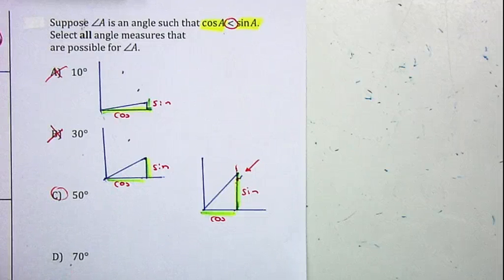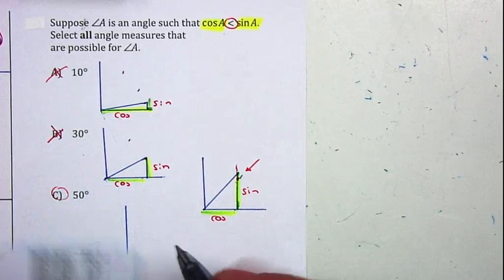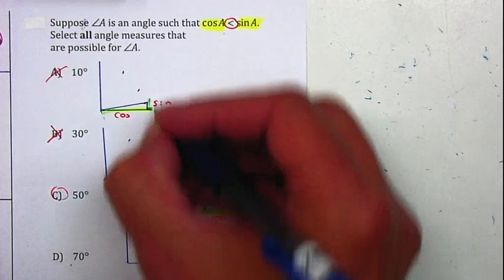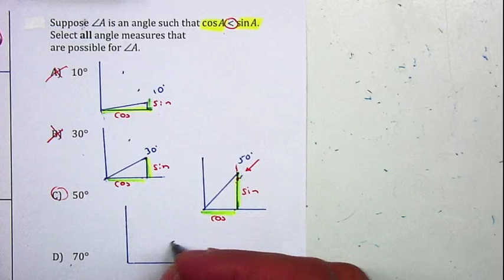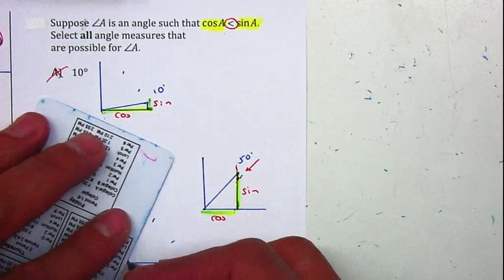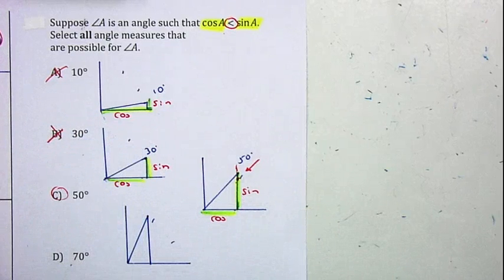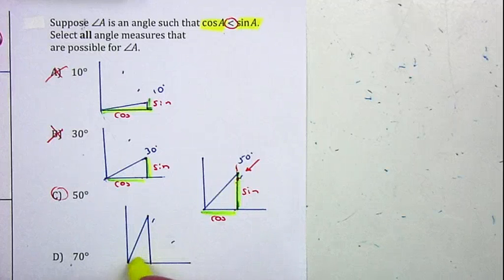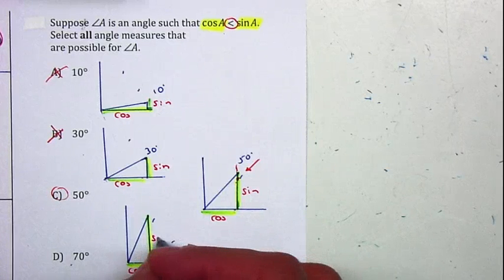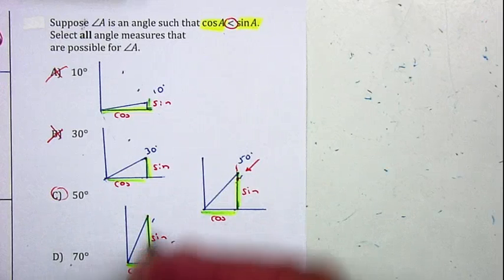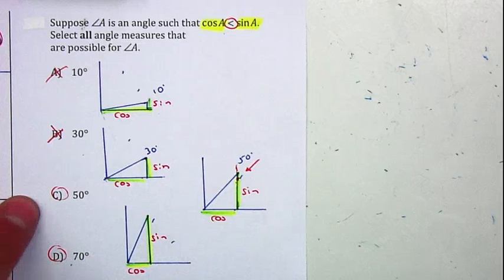And last, letter D. Let me go and build my 70 degree angle here. So that was your 50 degrees, and this was your 30 degrees, and that was your 10. For 70 degrees, we have 30, 60, and 70 will be just a little higher than 60. And we're comparing your cosine and your sine. So in this case, your cosine is your x-axis, and sine is your y. And if you're able to see, your cosine is smaller than your sine, so it does apply. So therefore your answers are C and D.